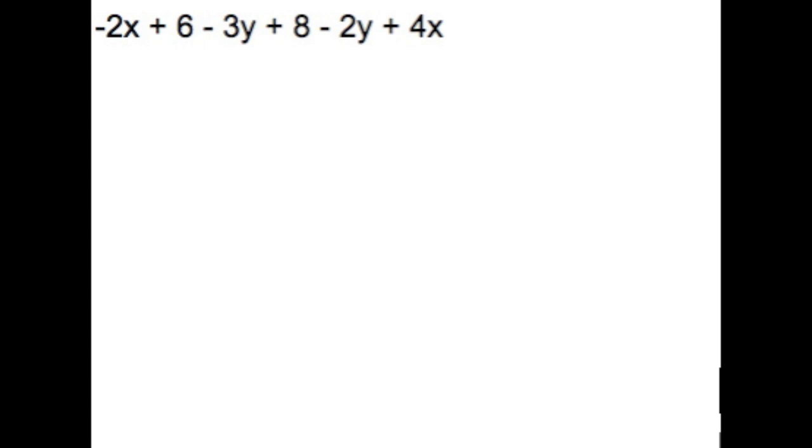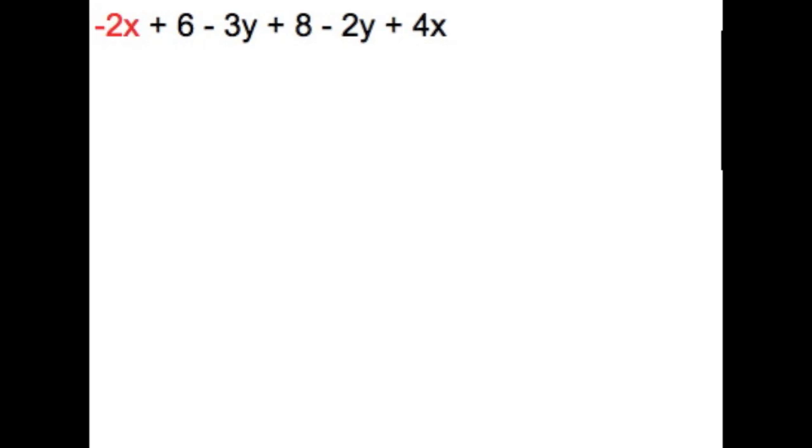The first thing that we have to do is identify our like terms. It's a good strategy just to start with the first term and go through the rest of the terms and see which ones are like. Remember, a like term has the same variables and exponents. So we're looking for all terms that have x as a variable. 4x would be a like term.